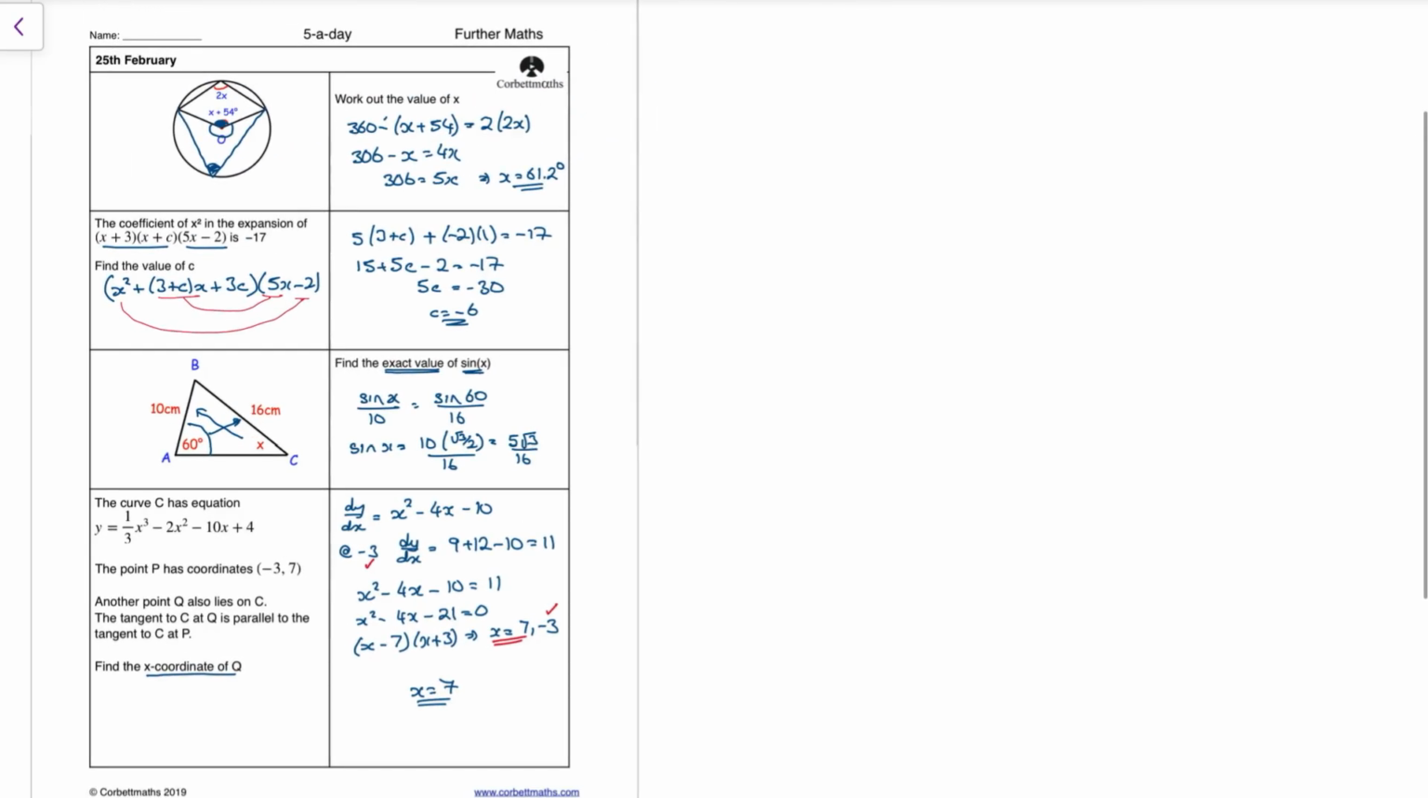Good mix of questions today, as ever. That second question was particularly difficult, although there is a quicker way of doing it. And that last question, a clever little mix of coordinate geometry.